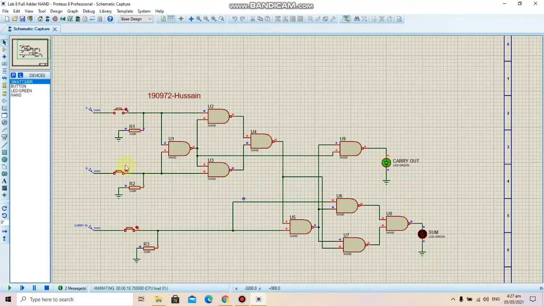You can see the output is 2, again 2, again 2, and when all the inputs are 1, output is 3, and we can see that 1 1, which is equal to the corresponding value of 3.